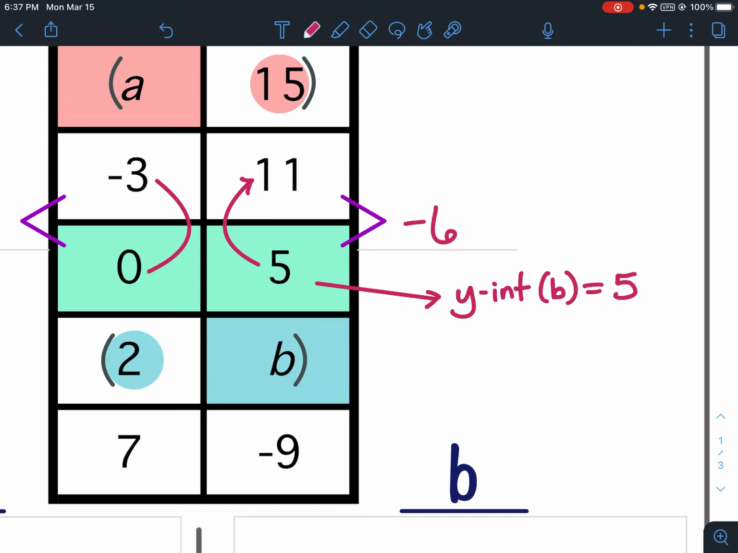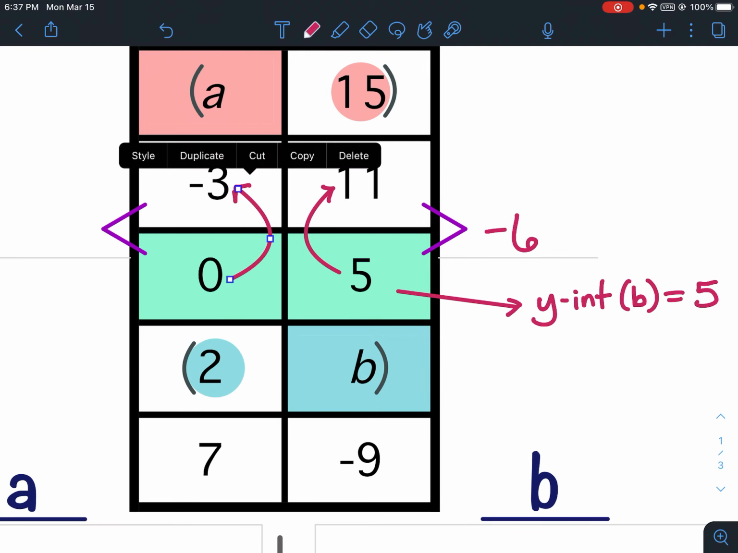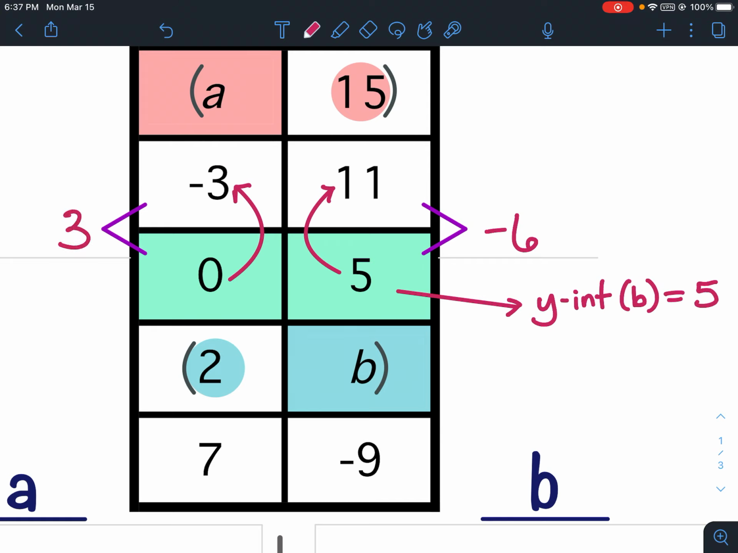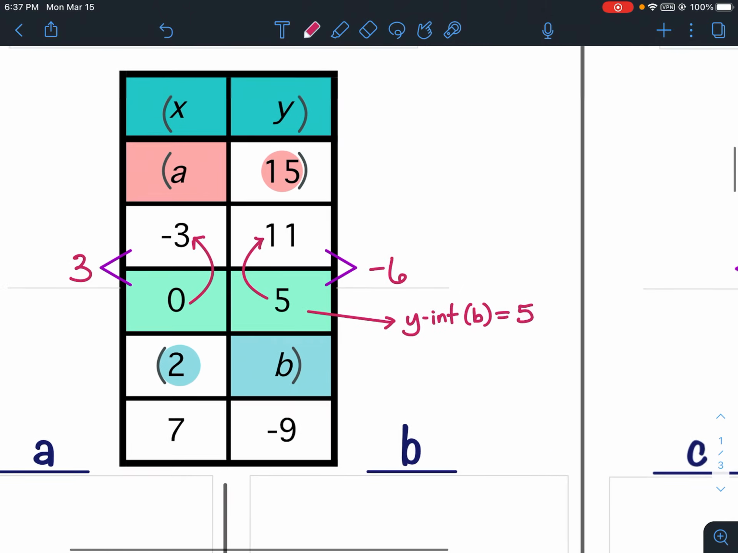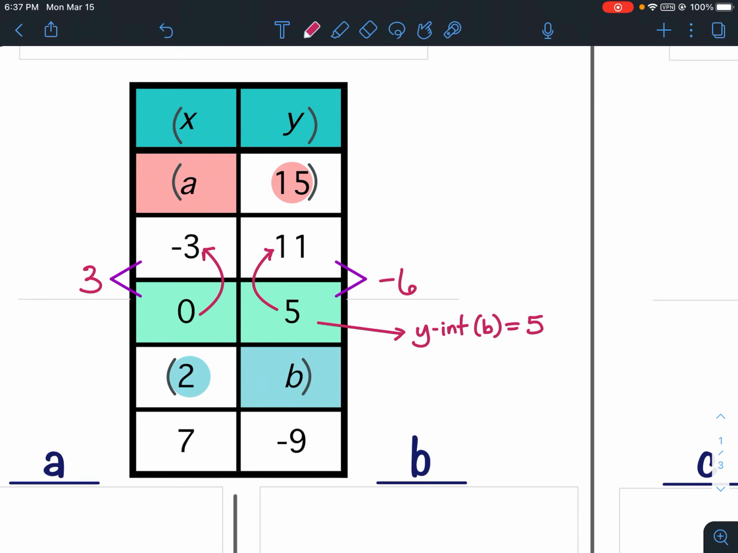Now I do the other side. 0 minus -3. Now again, be careful. Minus a negative would make that +3. So 0 plus 3. Again, I did 5 minus 11. That's how I got -6. And 0 minus -3 to get 3. So our slope is the difference in y values, which is the -6, over the difference in x values, which is 3. Divide them out, and we get -2.